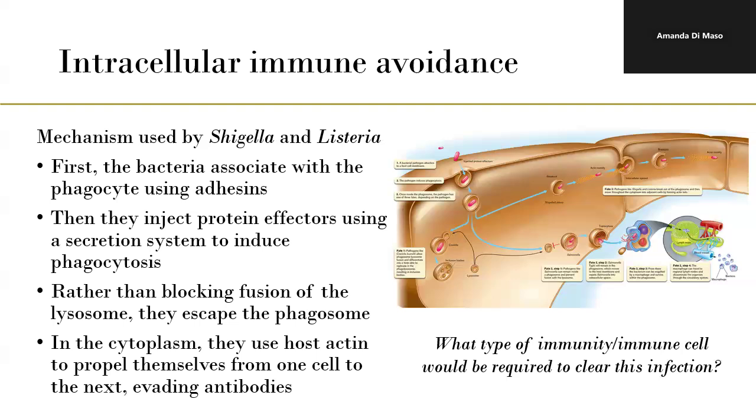So MHC class 1 is on any cell. Class 2 is only on the phagocytic cells. So the intestinal cells would display antigens on MHC class 1, and that would signal the cytotoxic T cells to kill them. If it's in a macrophage, it's MHC class 2 that would display those antigens and say, I'm infected, kill me. Yep. Any questions about that? That's kind of like a bonus review question for you guys. Alrighty.